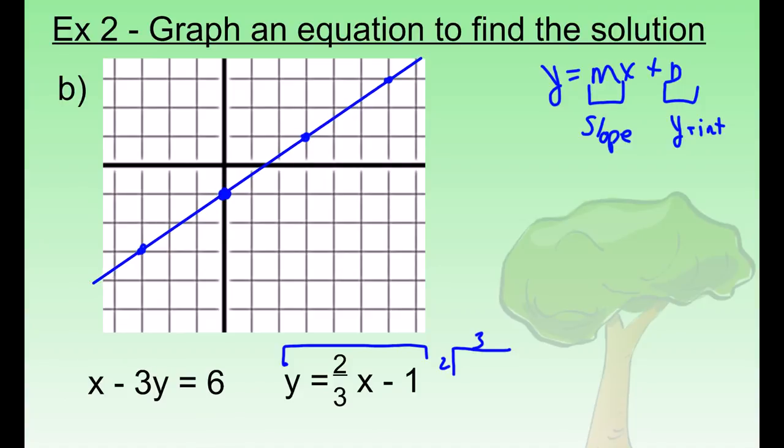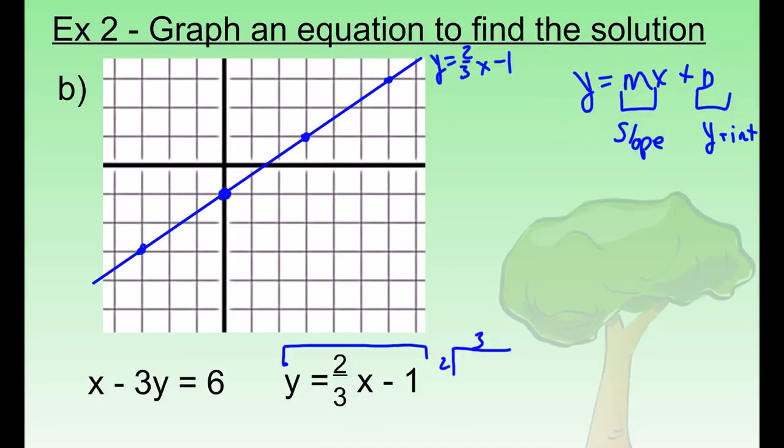So that is the line y equals 2/3 x minus 1. It's good to label your lines so you know which line is which. It's not such a big deal with only 2, but there are problems later on. You might have a bunch of lines, and it's handier to have them labeled.